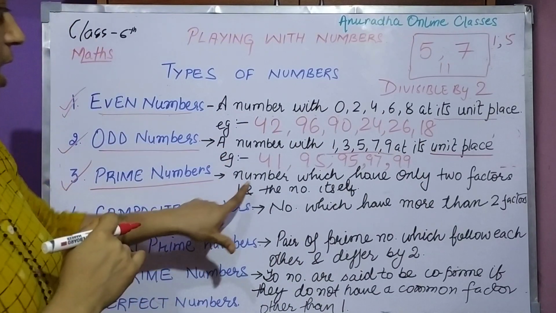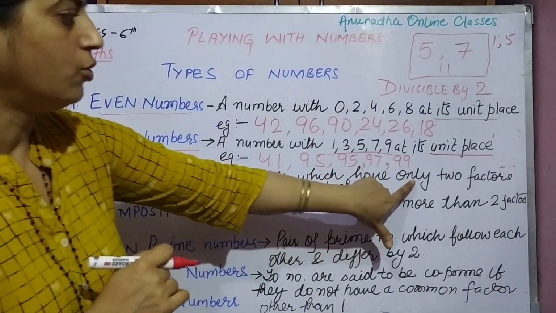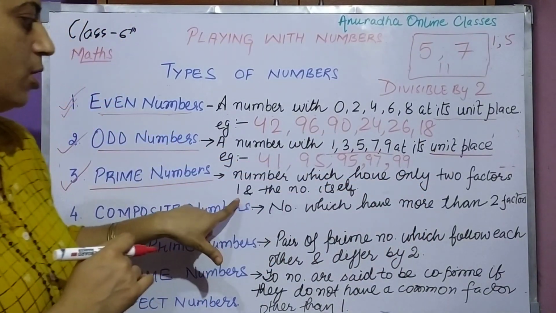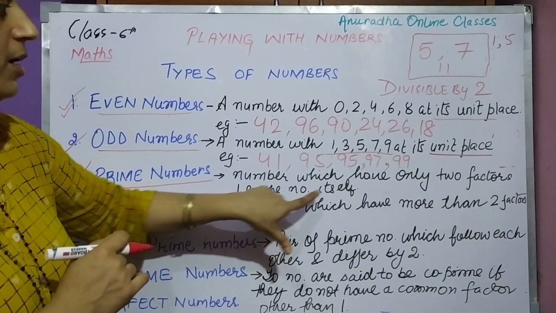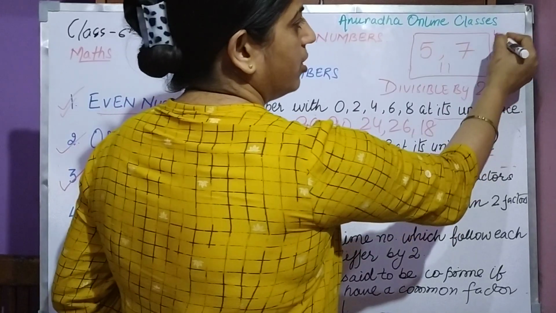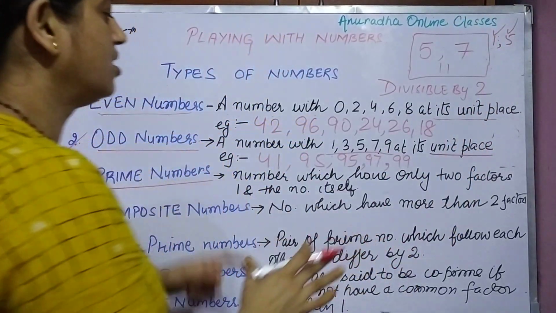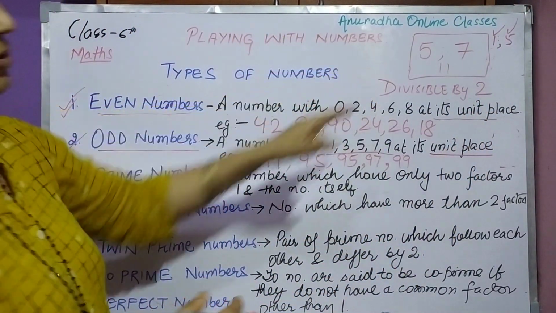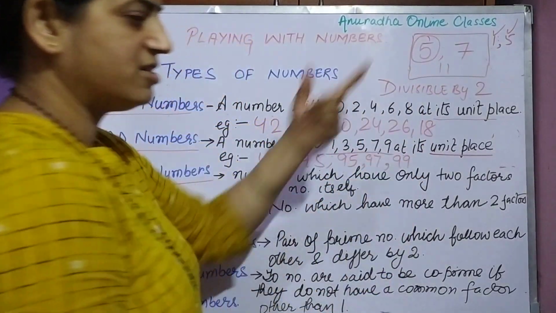और किसी की टेबल में नहीं आता. Means number which have only 2 factors. What? 1 and the number itself. Only 2 factors are there. That means this is a prime number, right? So 5 is a prime number. Let's see the next one.